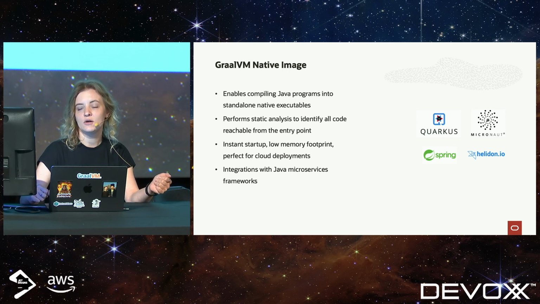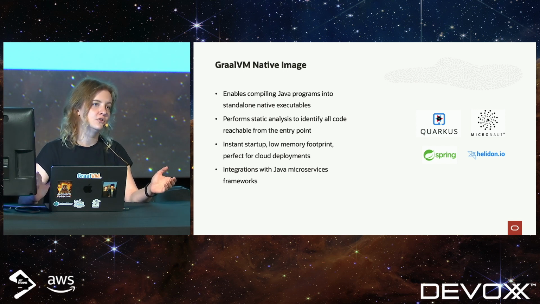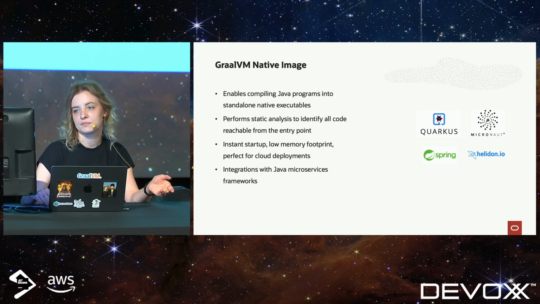And that is the reason why so many Java microservices frameworks, such as the ones you see here on the slides, are using native image. That is to get those startup and memory usage benefits from native image.